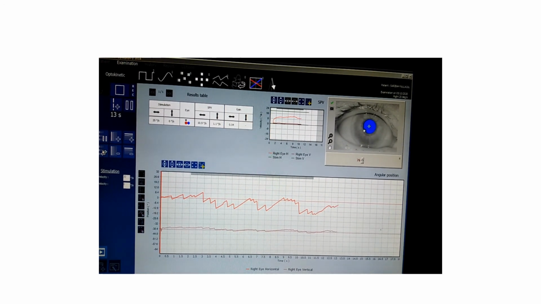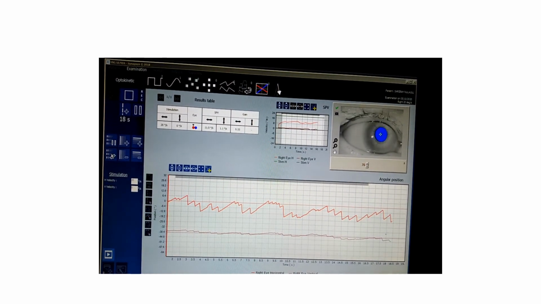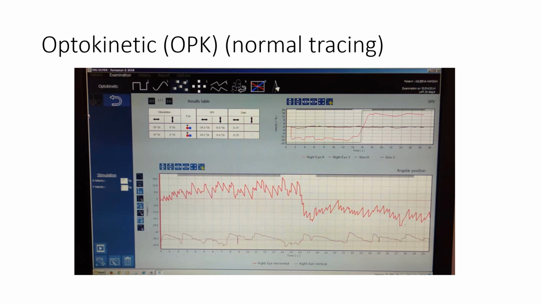This video shows the response during the testing on the software screen. This is an example of a normal OPK tracing on our software screen. The tracing consists of a slow, smooth tracking movement in one direction and a rapid resetting saccadic movement in the opposite direction. The table here shows the velocity of the stimulus, the eye velocity, and also the gain.